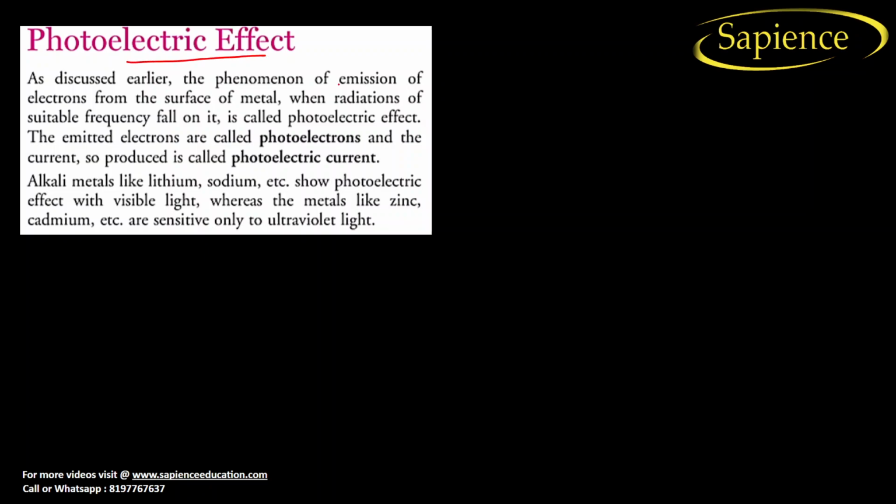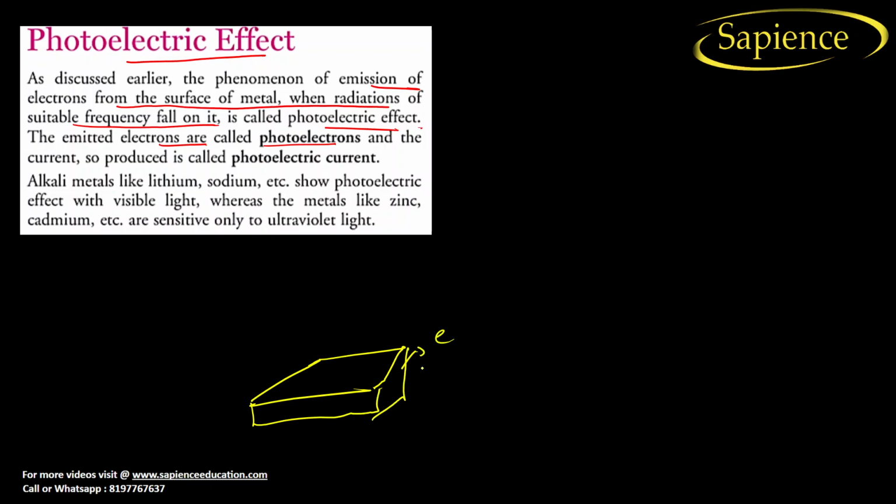As discussed, the phenomenon of emission of electrons from the surface of a metal when radiation of suitable frequency falls on it is called the photoelectric effect, and the emitted electrons are called photoelectrons. Now let us understand the scenario. Let us consider this is a metallic plate, and in any metal you will find lots of electrons which are moving around it. So this is an atom and this is an electron.